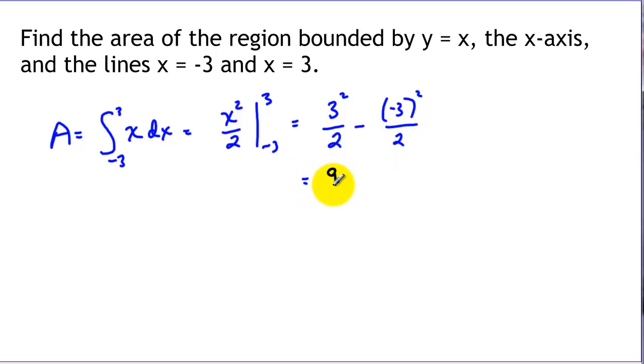So we get 9/2 minus 9/2 or 0. And that doesn't really make sense, having a 0 area. So I must have made a mistake here, and let's go back and talk about that mistake.